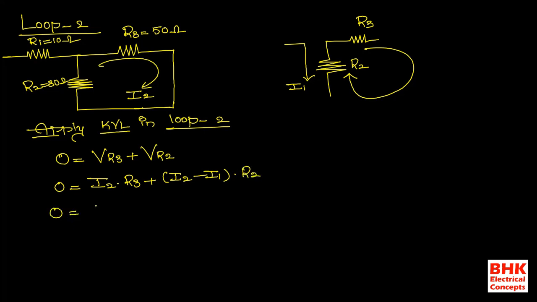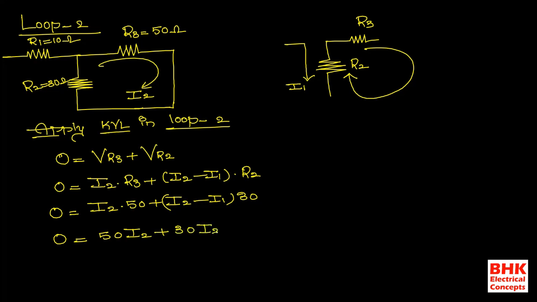Now 0 is equal to I2 into R3. What is the value of R3? 50 plus (I2 minus I1) into R2. What is the value of R2? R2 is 30. Now here, 0 is equal to 50 I2 plus 30 I2 minus 30 I1. So 0 is equal to 50 I2 plus 30 I2, it will give 80 I2 minus 30 I1.